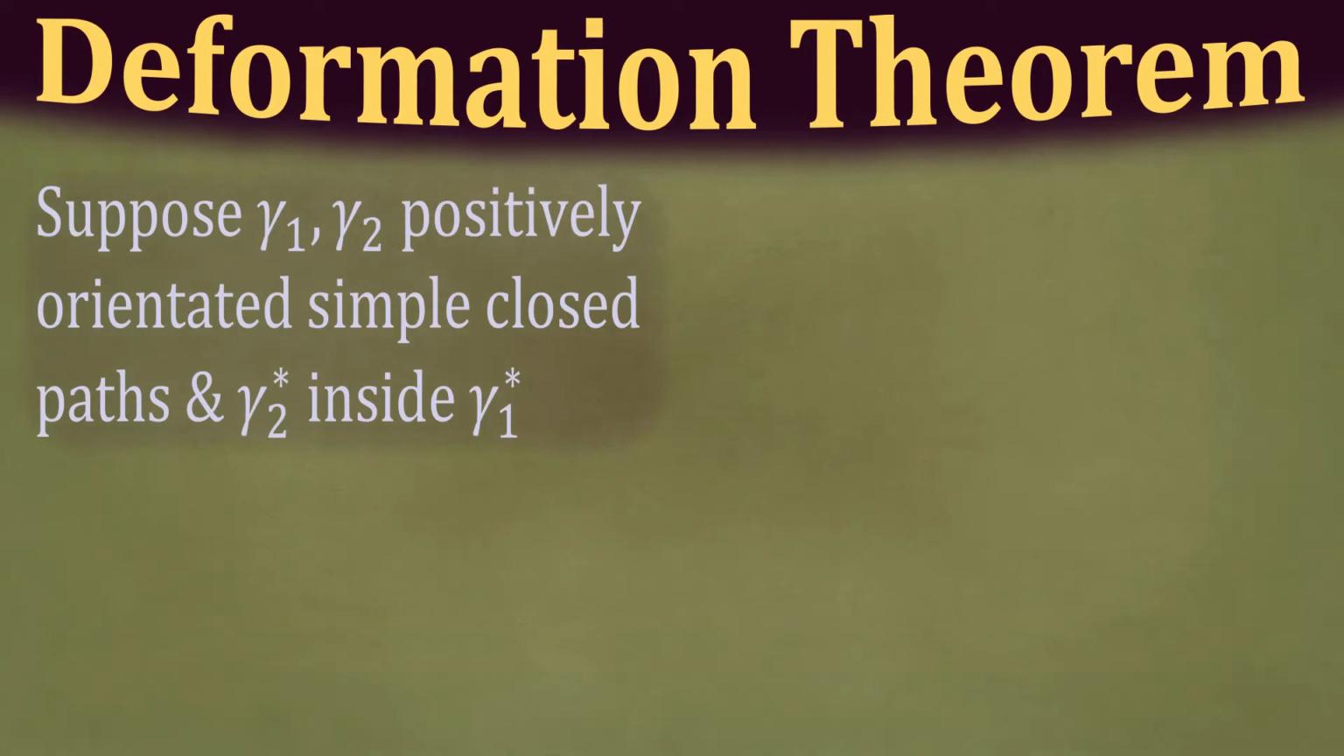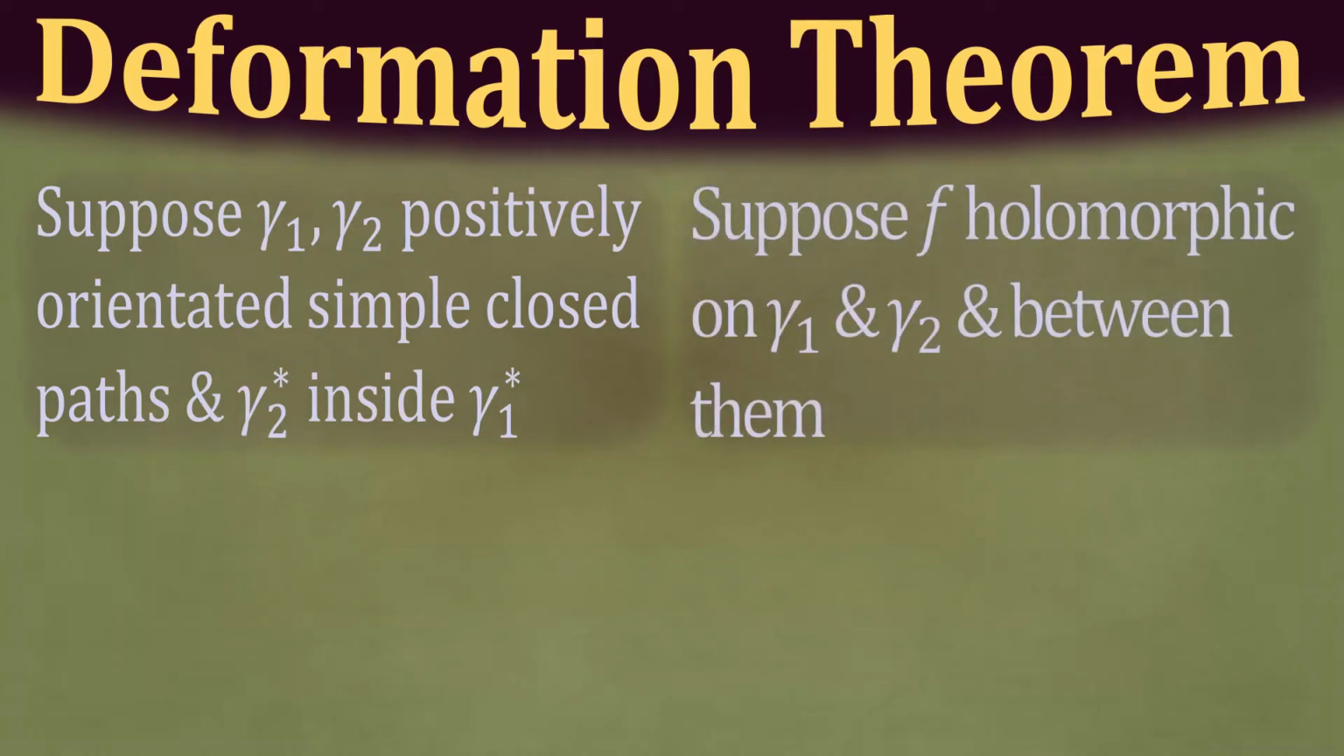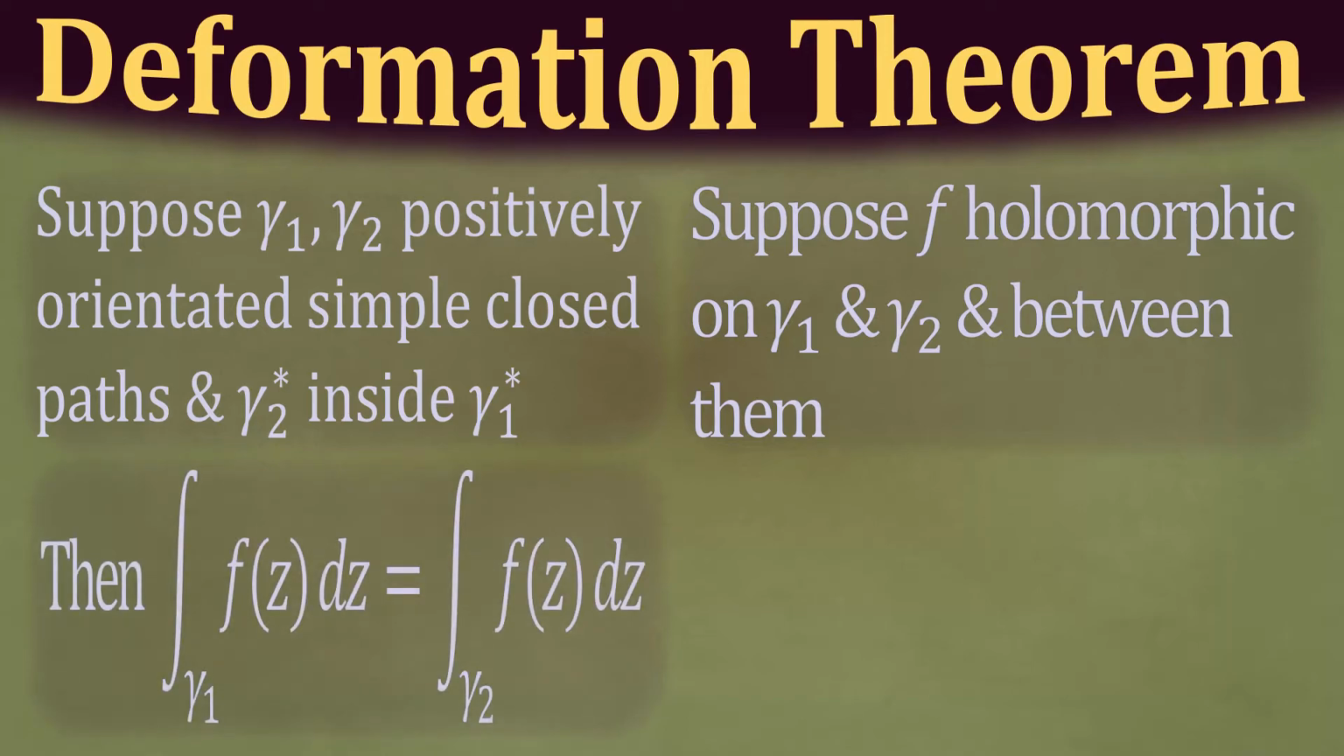Suppose gamma 1 and gamma 2 are positively oriented simple closed paths and gamma 2 star is inside gamma 1 star. Suppose f is holomorphic on gamma 1 and gamma 2 and between them. Then the integral over gamma 1 of f of z dz is equal to the integral over gamma 2 of f of z dz. Now we can move on to stating Cauchy's integral formulae.